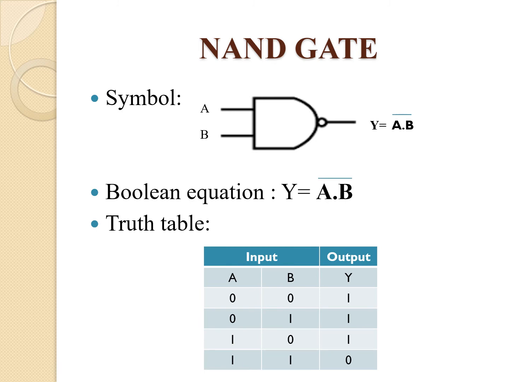NAND gate. The symbol is shown here. A and B are the inputs, Y is the output, and the Boolean equation is Y is equal to A dot B whole bar. You can see in the truth table, when both the inputs are high, then only output is 0, otherwise output is high. It is the complement of the AND gate, not AND, that is NAND.